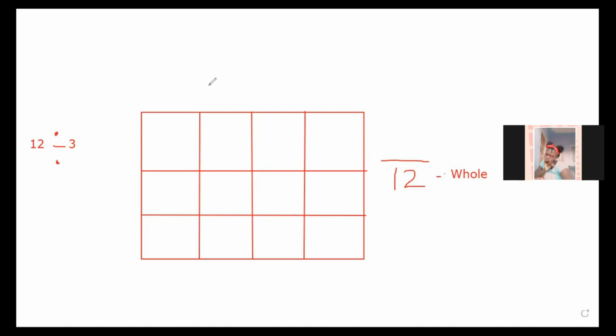Twelve divided by 3. All right, 4. Thank you, Tasha. So 12 divided by 3 equals 4. So that's 4 sections that we're going to be shading.